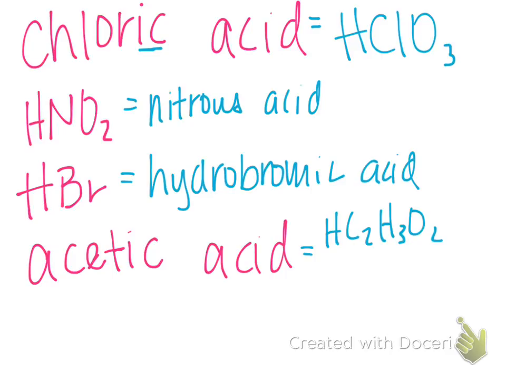HC2H3O2. Very good. Okay, we don't just add hydrogen in the middle there. We can't say C2H4O2. That's not how it works. Sometimes you'll also see acetic acid written like this, CH3OOH. And acetic acid is sometimes written like this, CH3COOH. The reason it's written like this sometimes has to do with the way acetic acid is bonded together.